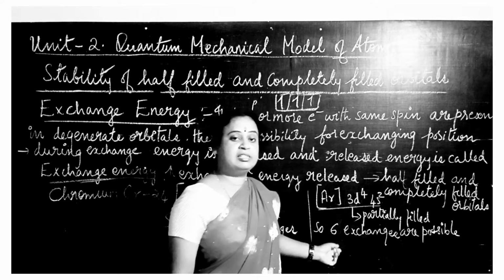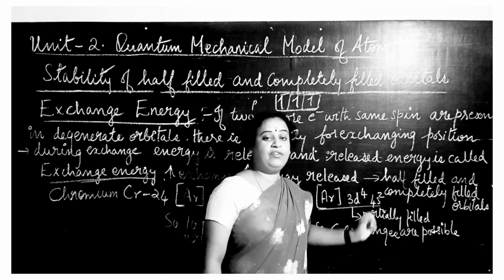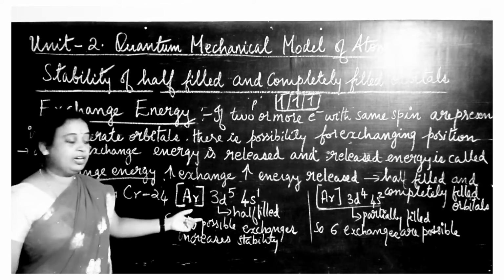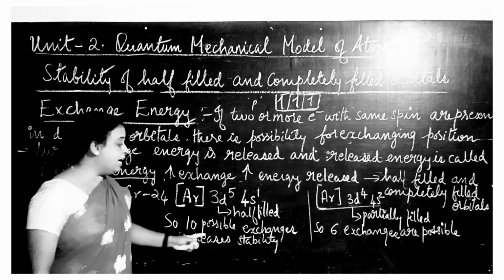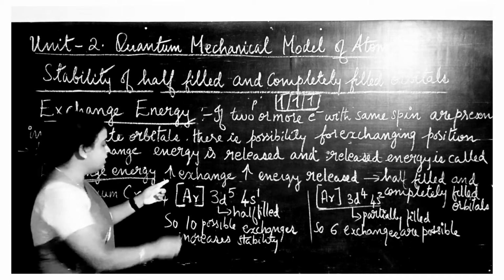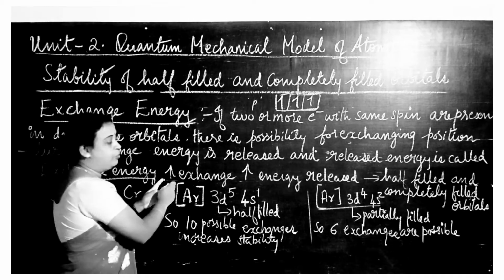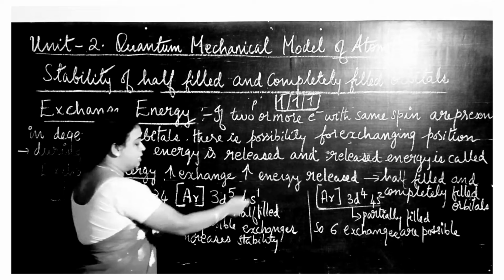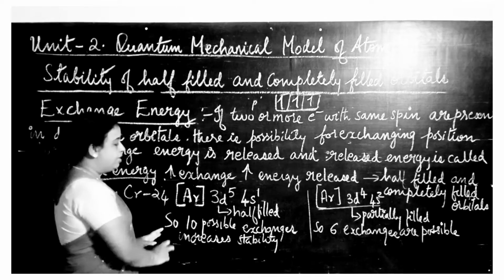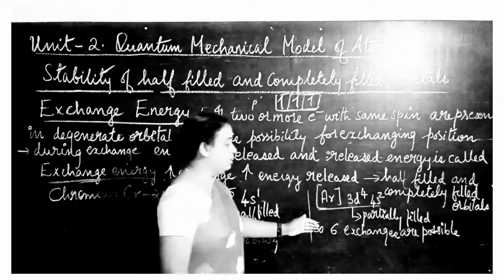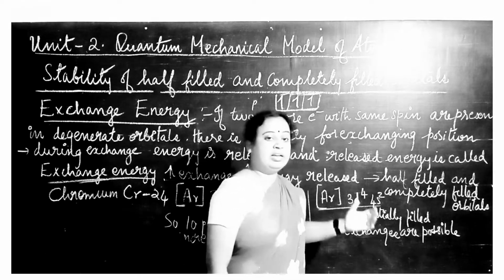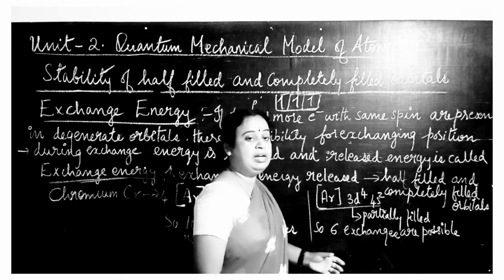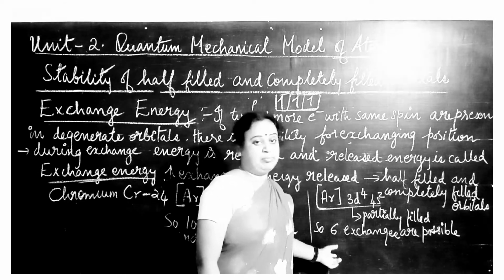6 possible exchanges are seen in the case of partially filled d orbital, whereas in this case it is half filled d orbital. So in this case 10 possible exchanges. It's already said that the more possible exchanges in the position of electrons, the more energy is released. So as a result, it is more stable. Whereas in a partially filled orbital, exchanges of electron position are less. So as a result, they are unstable.